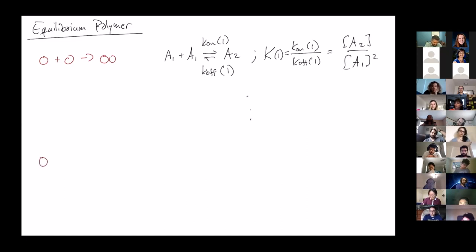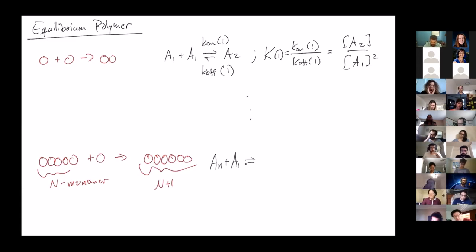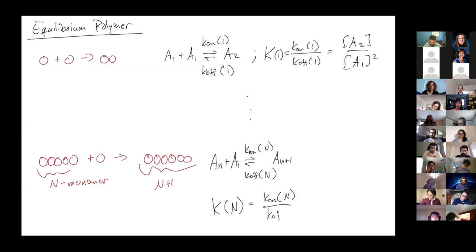And so this will go down sort of the line as I polymerize, so I will have an N sized polymer. I'm then going to add a monomer to it, and that's going to make an N plus 1 sized polymer. And so that reaction then is A sub N plus A sub 1. I have K on of N, K off of N goes to A sub N plus 1. And this will give me an equilibrium constant for the nth polymerization reaction, K on of N over K off of N, which is going to be the concentration of A sub N plus 1 divided by the product of the concentration of A sub N times the concentration of A sub 1.